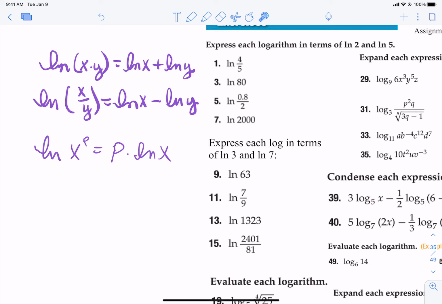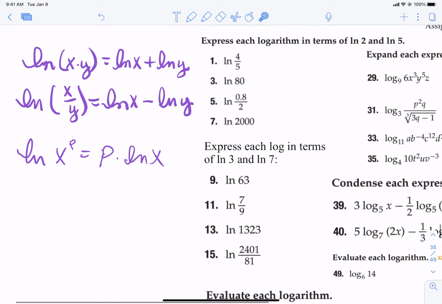Okay, so let's take a look at problem number one. Problem number one says, to express each logarithm in terms of the natural log of 2 and the natural log of 5, what you first want to do is take whatever is inside and rewrite it with 2s and 5s to start with. So, if we look at 4, the number 4 is 2 squared. So that's 2 squared over 5. So first I'm just breaking it down.